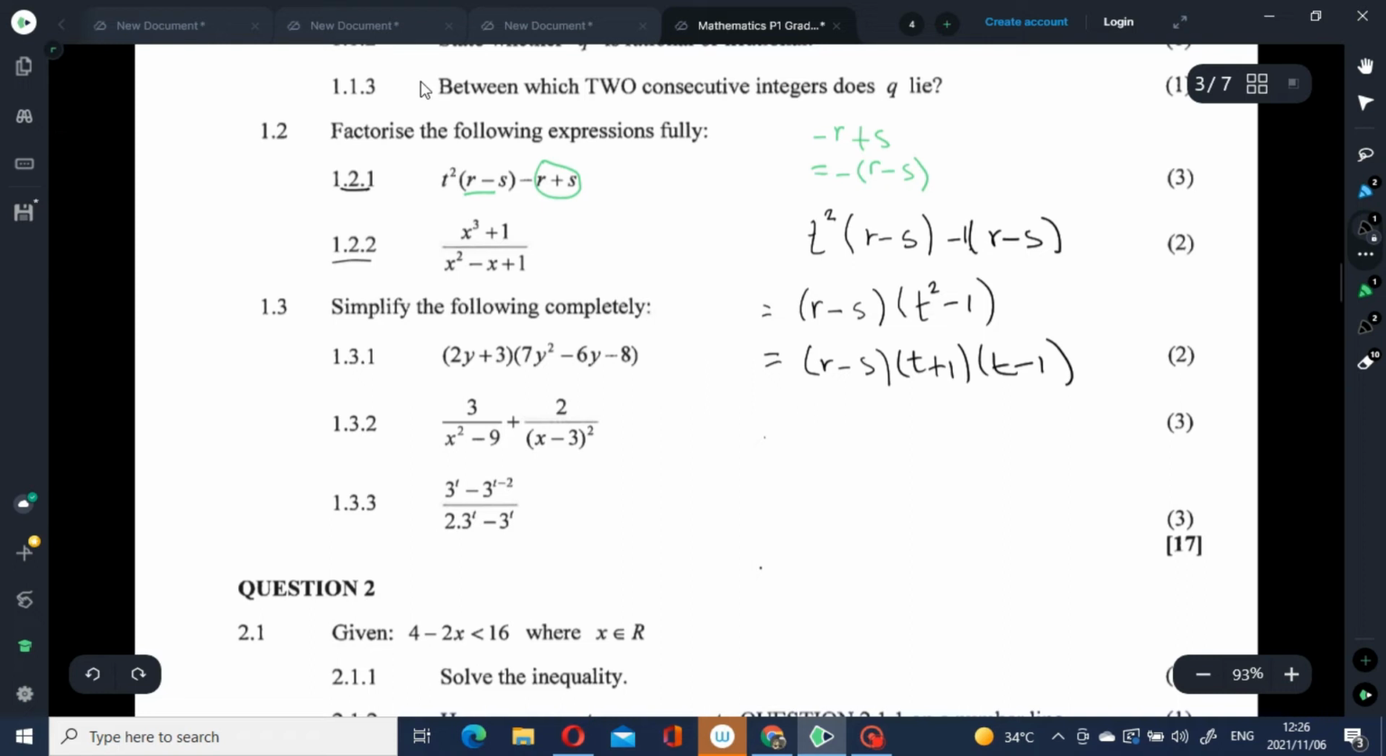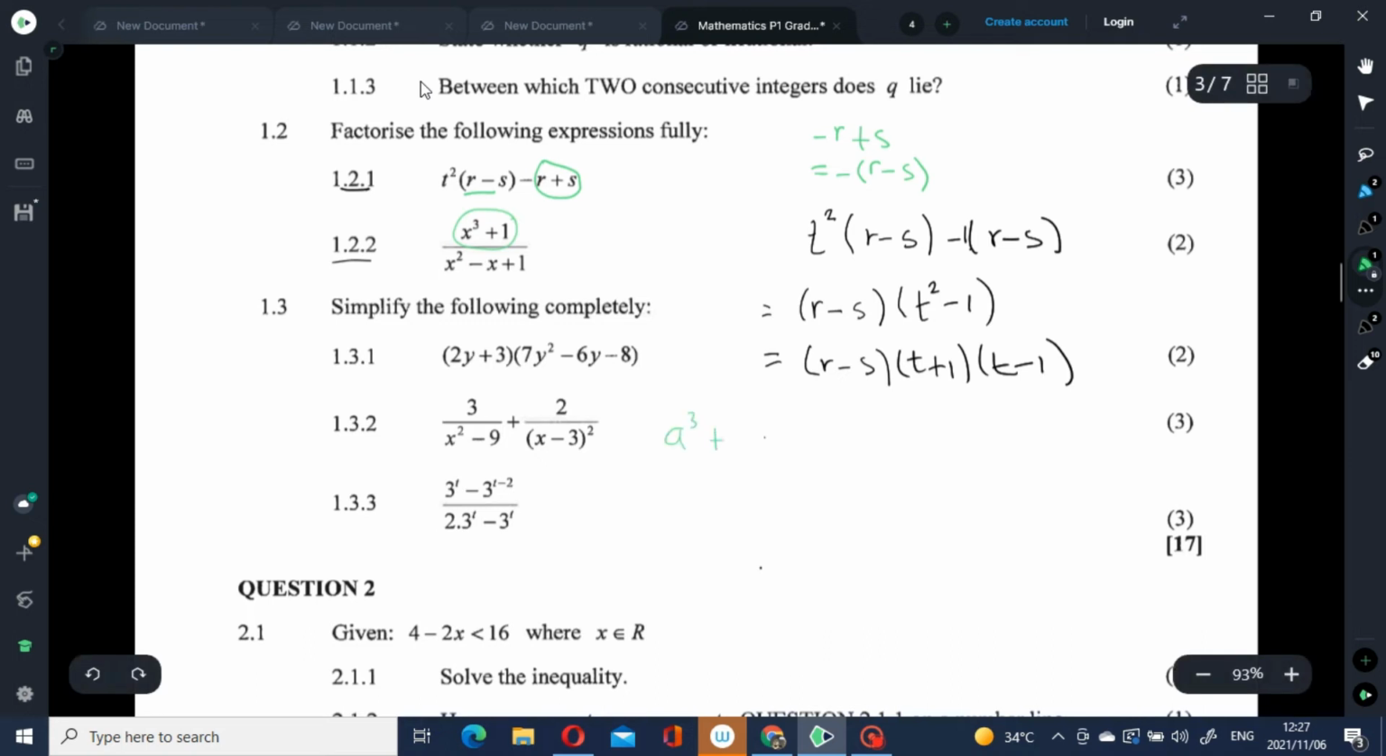Let's have a look at 1.2.2. If you consider the numerator of this expression, we can see that x cubed plus 1 is an example of a perfect cube binomial, and there's actually a formula for that. The formula is as follows.